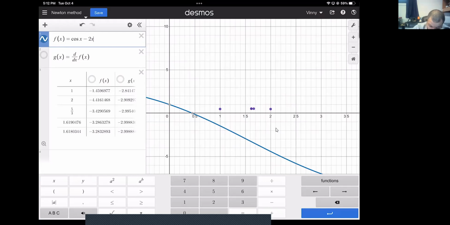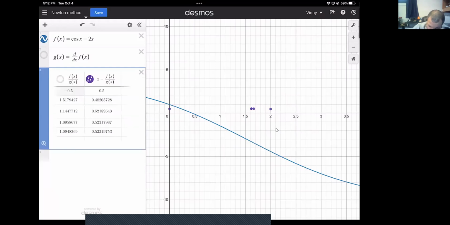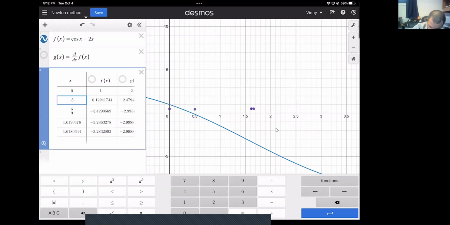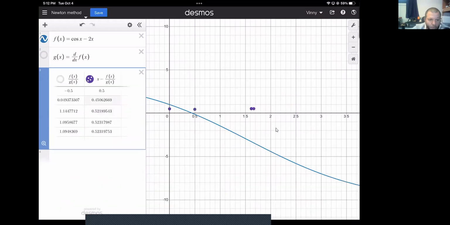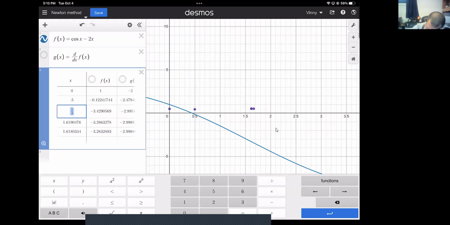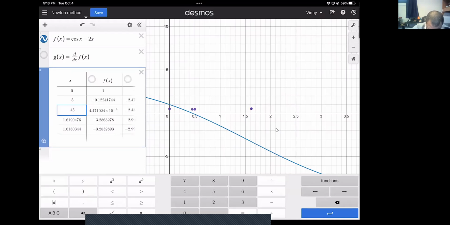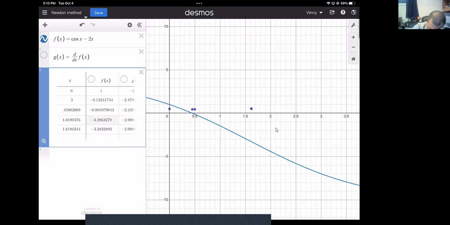So I'm going to use my initial guess, which I said was 0. If I use 0 as my initial guess, I get 0.5 as my next guess. If I use 0.5 as my next guess, this gives me 0.45062669. Did I get that? Hey, good job, memory. Then if I plug in 0.45062669, I'm going to get 0.4501.